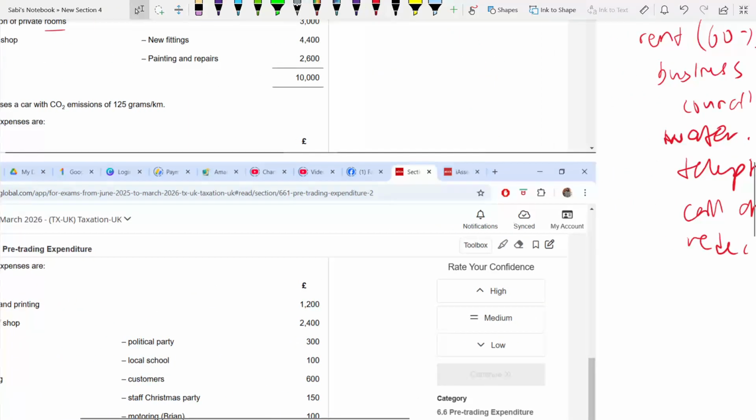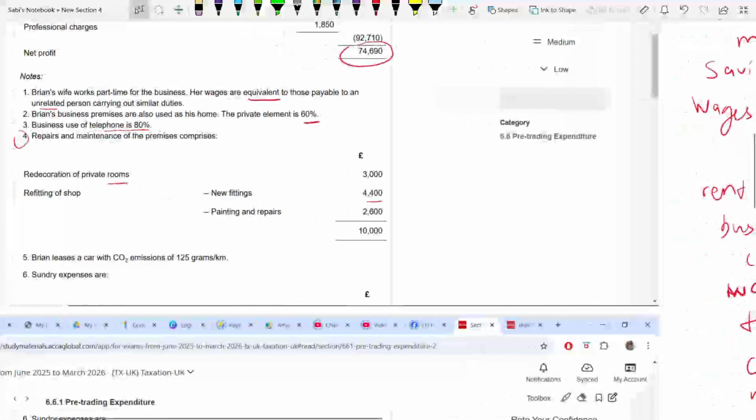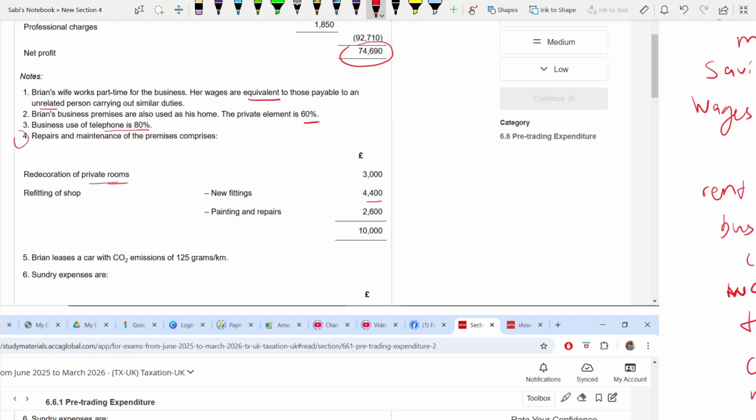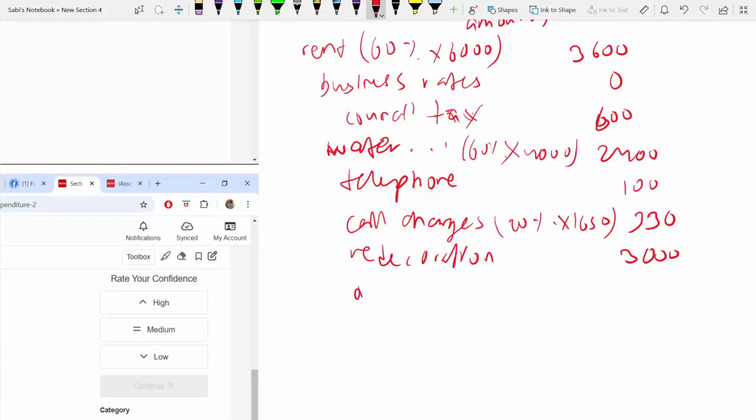Then refitting of shop, new fittings, 4,400. Again, this is capital, not allowed. Sorry, redecoration of private room is not capital expenditure, but it is not allowed, and new fittings, because it's private room. New fittings is a capital expenditure, 4,400 not allowed. New fittings. It's capital. Disallowed. Only the disallowed you have to do adjustment. So it's 4,400.